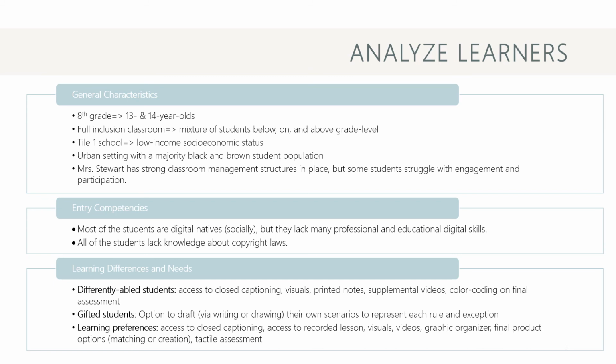For my differently abled students, I provided access to closed captioning, visuals on every slide, printed notes. My last slide with the how had 4 supplemental videos. And then finally, on our final assessment, I also provide color coding. For the gifted students above grade level, they would be given the option to draft, via writing or drawing, their own scenarios to represent copyright rules and exceptions, as opposed to doing the matching assignment.